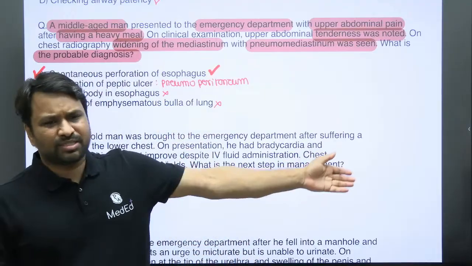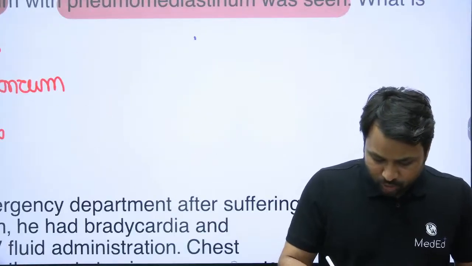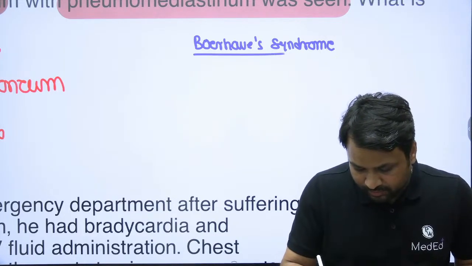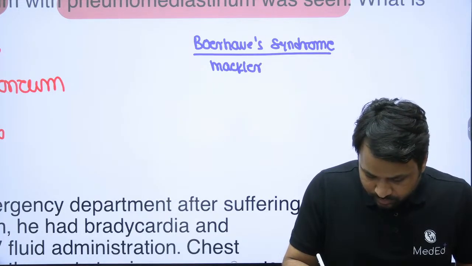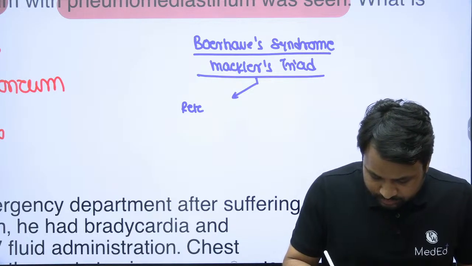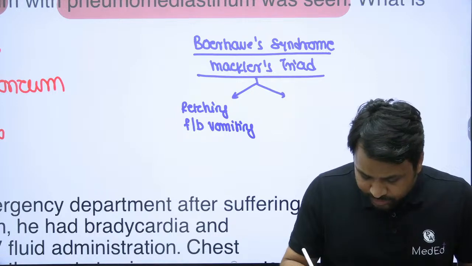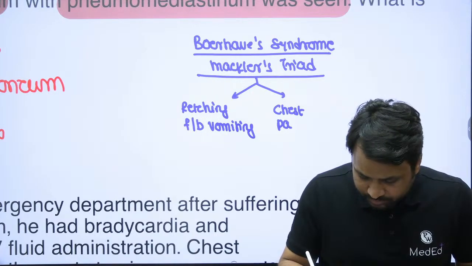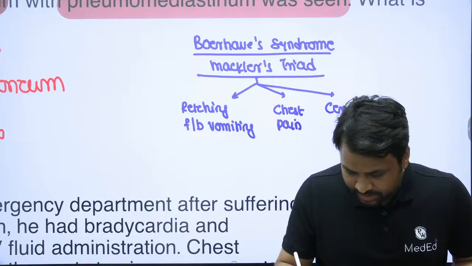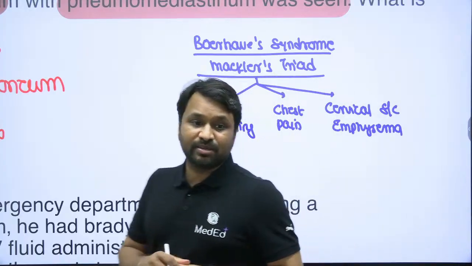Okay. Now, spontaneous esophageal perforation, one of the examples that you have is going to be Boerhaave syndrome. In Boerhaave syndrome, what is the triad that you have? You have something called the Mackler's triad. In the Mackler's triad, the patient is going to have retching, followed by vomiting, which is going to cause sudden severe onset of retrosternal chest pain. And along with that, there will be cervical subcutaneous emphysema. Now, the cervical subcutaneous emphysema will also cause pneumomediastinum.